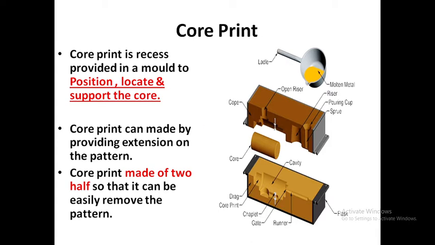Here you can see, a core print can be made by providing an extension on the pattern. Okay, by providing the extension on the pattern, these core prints are made. The core print is made of two halves so that the pattern can be easily removed. By using a split pattern, here the core can be fixed.